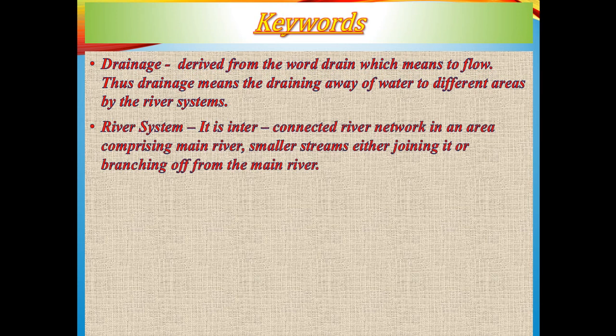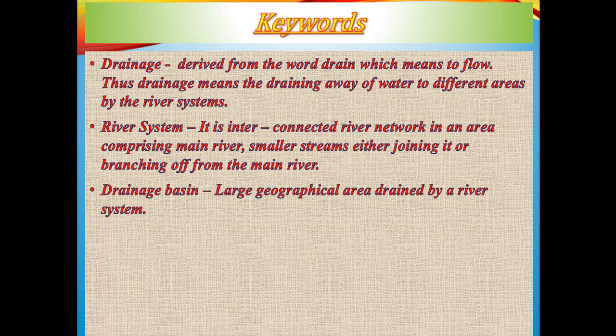Now next, what is a river system then? It is an interconnected river network in an area comprising a main river and smaller streams. Either they join or they branch off from that main river. We term them as a tributary and distributary. That is a river system.